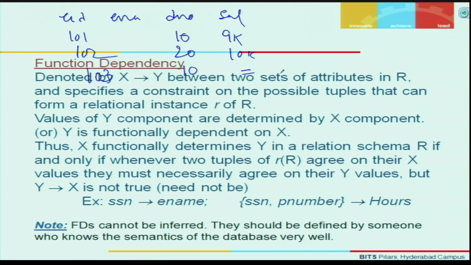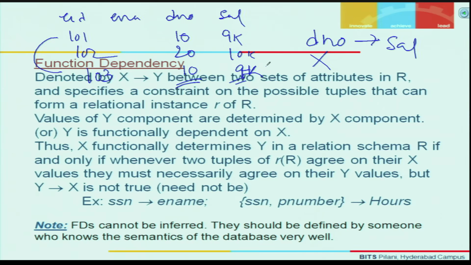Since there is a constraint which has been specified in the form of this functional dependency, which says that DNO determines the salary, if two rows are agreeing upon the value of the X component, that is D number, then they must also agree upon the Y component value, that is salary. That is why this cannot be something else and this must be 9K.